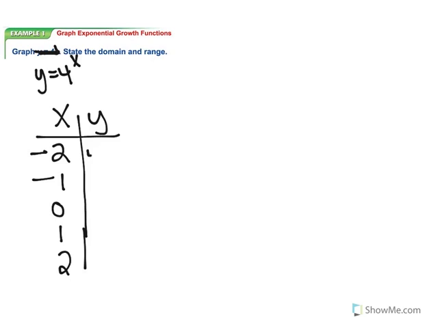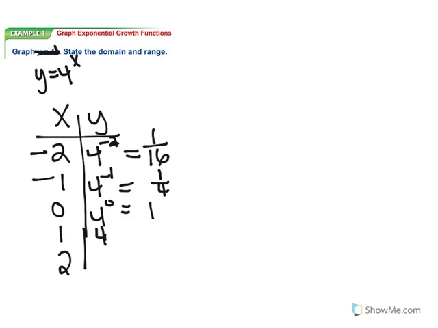If we raise 4 to the negative 2 power, that's going to give us 1/16. You can put this into your calculator. When we do 4 raised to the negative 1 power, we get 1/4. 4 raised to the 0 power equals 1. 4 raised to the first power equals 4. And 4 raised to the second power equals 16. So that's how we get our table.